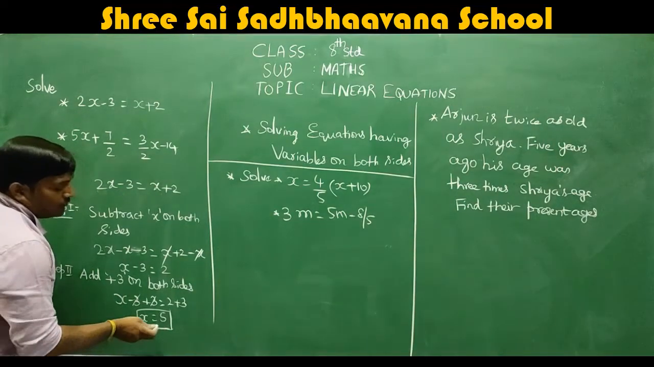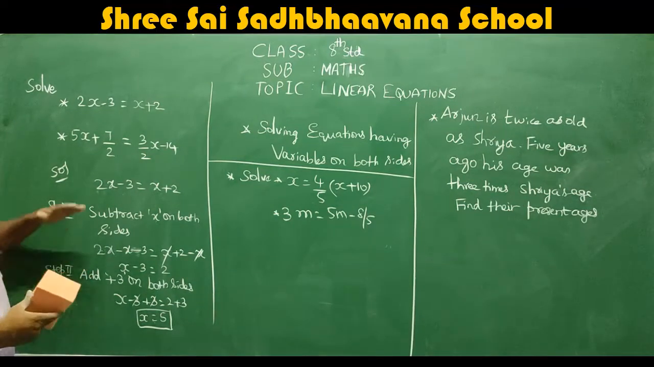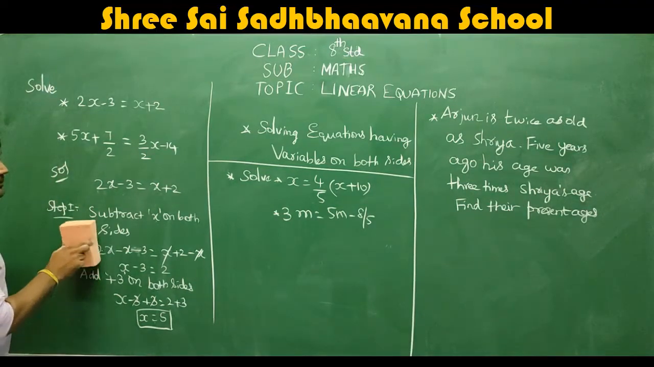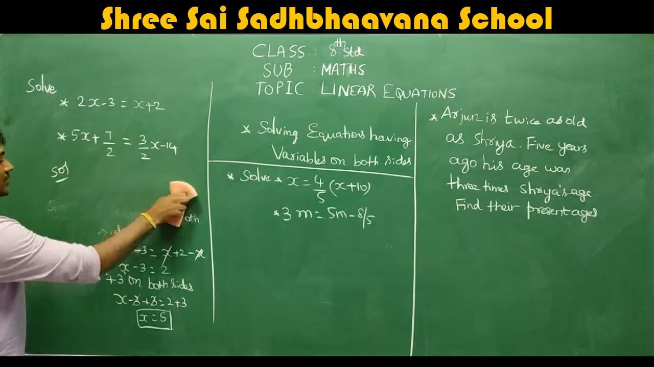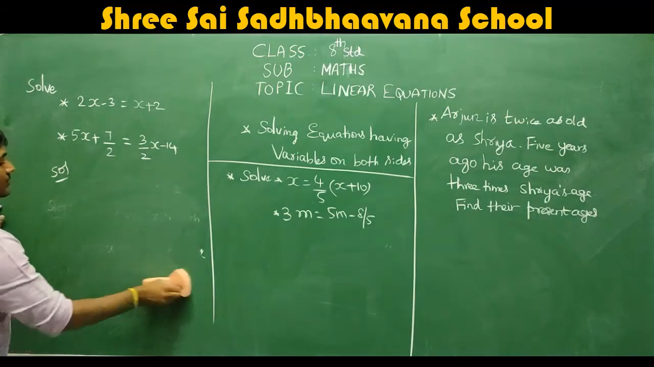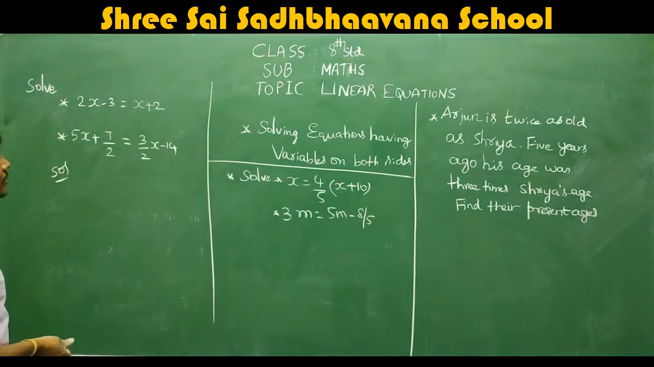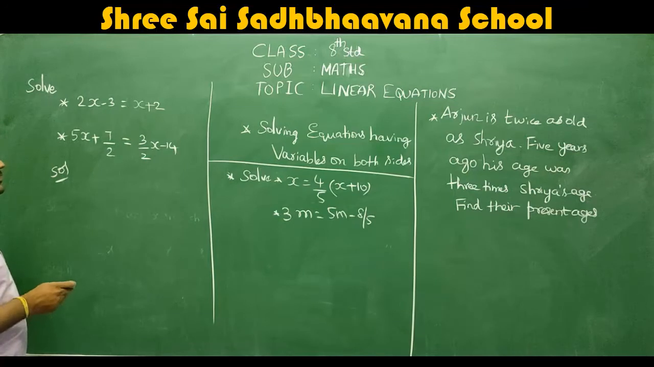So the x value we got is 5. Got it? And we will discuss the next sum of the same type. The difference in the next sum is that, as you observe, we have fractions.